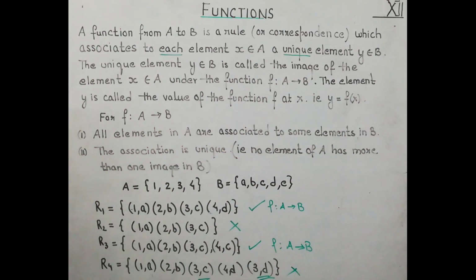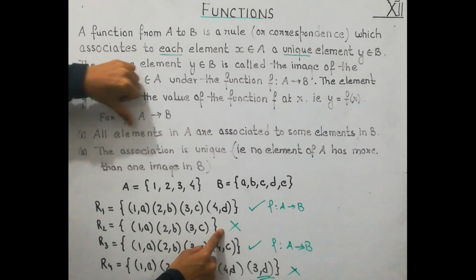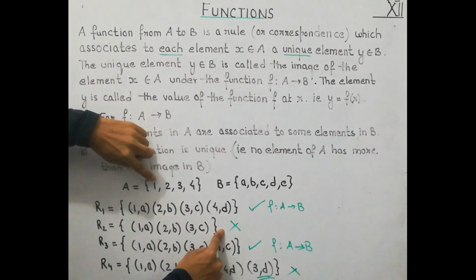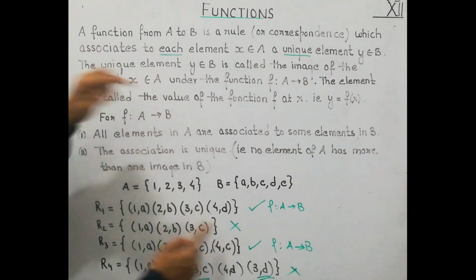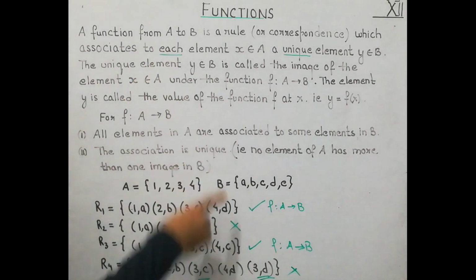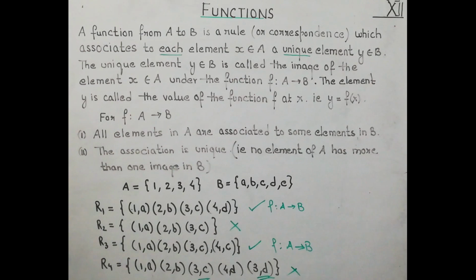So in this one, the first condition was not satisfied. All elements in A are to be associated. Set A had 4 elements. 1 is associated, 2 is associated, 3 is associated, but 4 is not associated. So each element is not associated. That's why this relation is not a function.